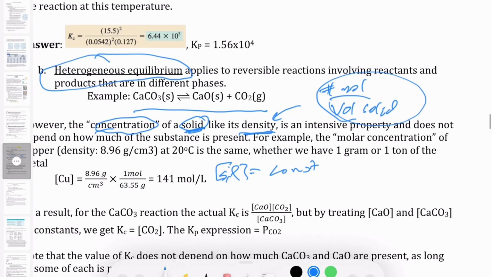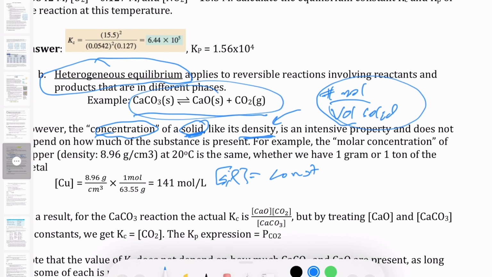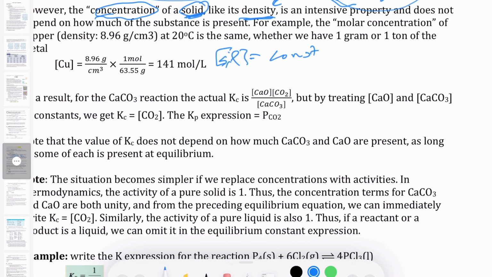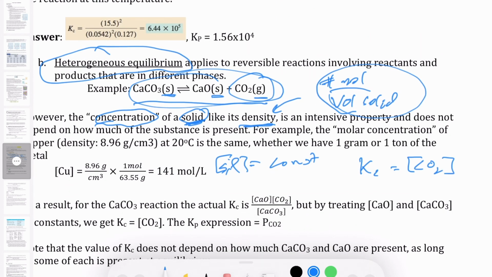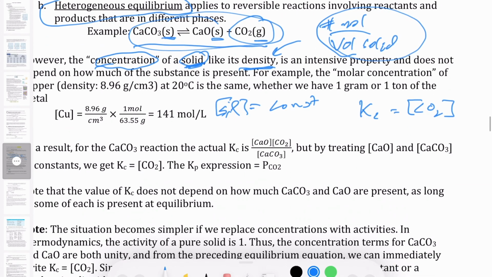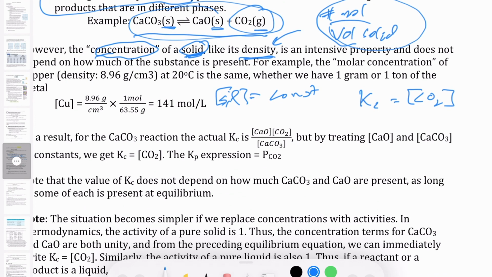As a result, when we have a reaction like the one I'm showing right here, where we have a solid and then a gas, all we put in our K expression is just the gas, because that's the one where the concentration would actually change, because you're dividing the number of particles of gas over the volume of the container. So here's the actual K expression for that reaction, okay? It's just the gas that you're expressing because that's the only one where the concentration actually changes over time. The Kp expression, of course, would just be the pressure of CO2.